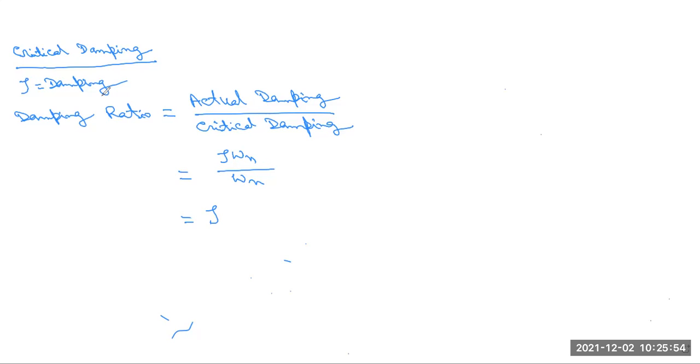So what is the damping ratio? The damping ratio is the ratio between the actual damping to the critical damping. This actual damping we can express as zeta omega n divided by omega n, and the function remaining is only zeta. So we have learned these last equations in second order control systems.